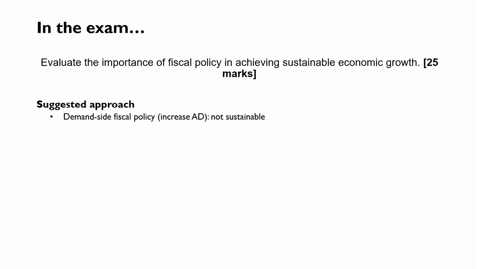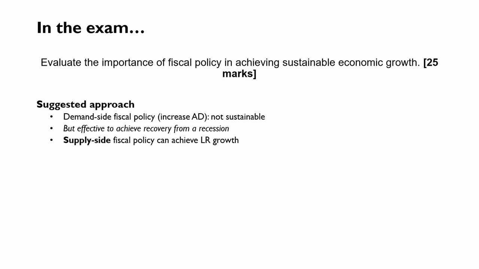I might start by arguing that demand-side fiscal policy is not good at increasing sustainable economic growth. It just increases aggregate demand, and there's lots we can say about the downsides of positive output gaps in the long run. It's effective to achieve recovery from a recession, on the other hand, and that can be good for the long run growth of a country. And we can also argue for counter-cyclical demand management policies. Check the previous video if you're not sure what I mean by that. On the other hand, I'd probably say that supply-side fiscal policy, so spending on infrastructure, on education, on healthcare, can achieve long-run growth, but free market supply-side economics may be much better at doing that.